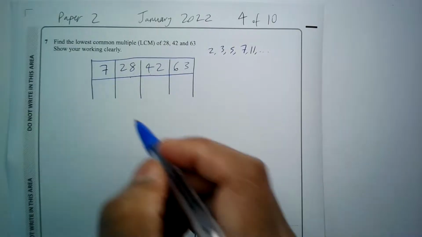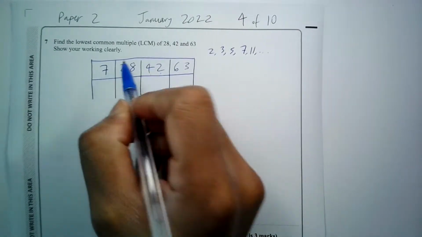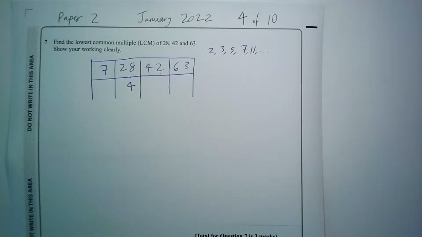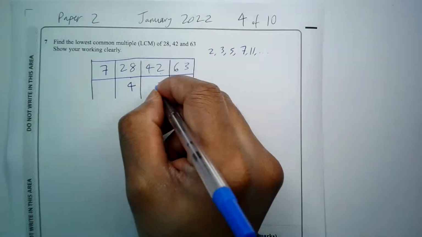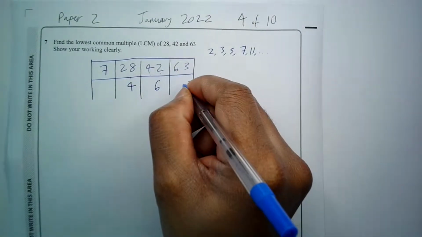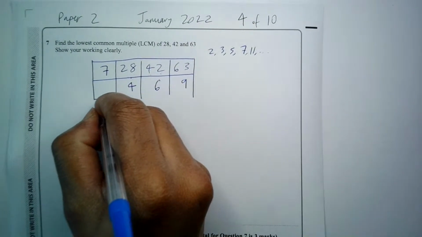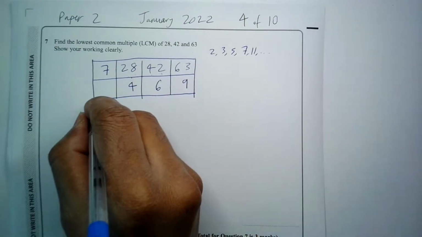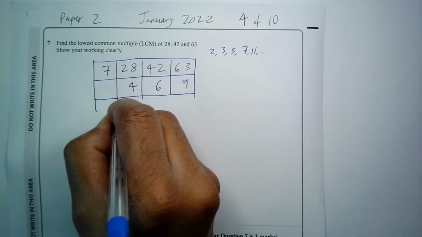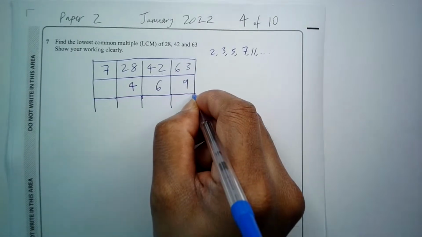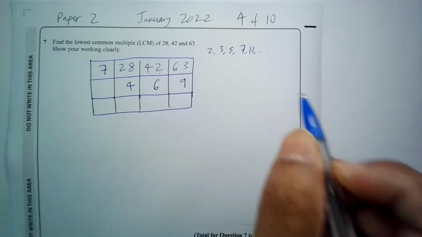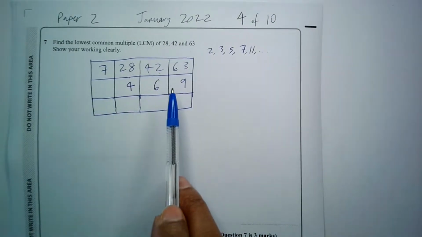So 28 divided by 7 is 4. 42 divided by 7 is, 7, 14, 21, 28, 35, 42. That is 6. And then 63 divided by 7 is 9. I'm not sure why I'm doing it mentally. You can put it in your calculator. A calculator is allowed. All right, next thing I'm looking for now is what number goes into all 3 of them. And I can see that there's no number that goes into all 3 of them.